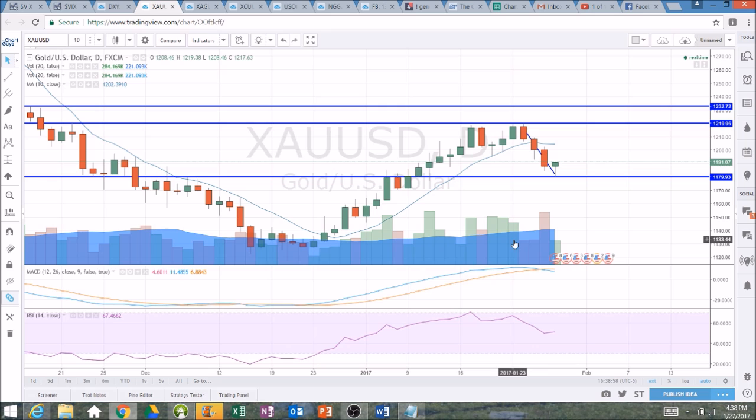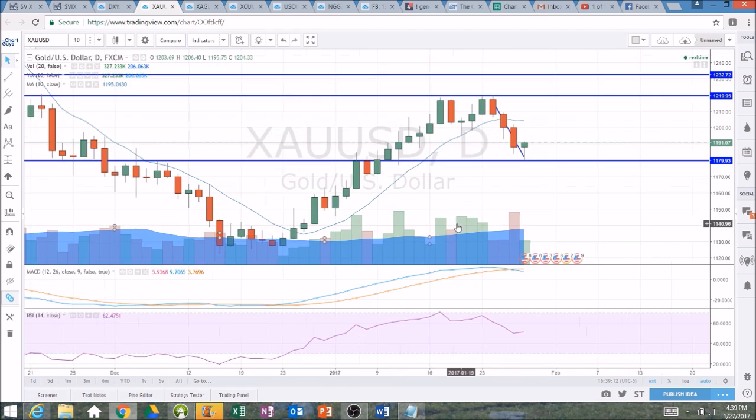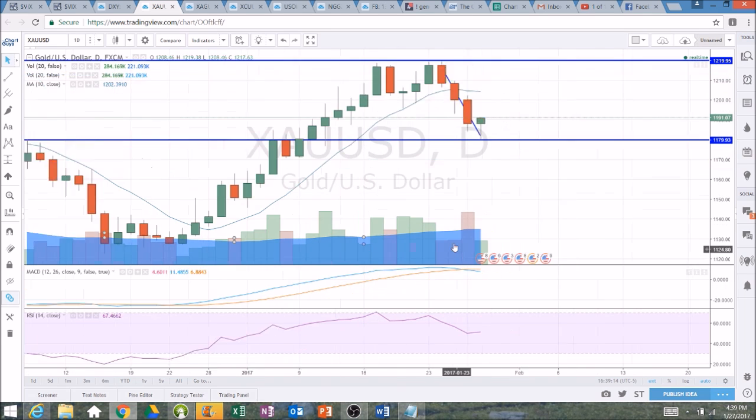So 1180 psychological acting as support. Need to confirm this bullish reversal candlestick to give confidence that our higher low is now set. If it's not set, I'm looking down at this little consolidation low of 1170.81. So important day for the bulls to start next week. And we have many conflicting signals.